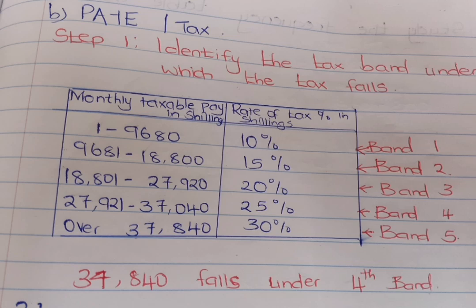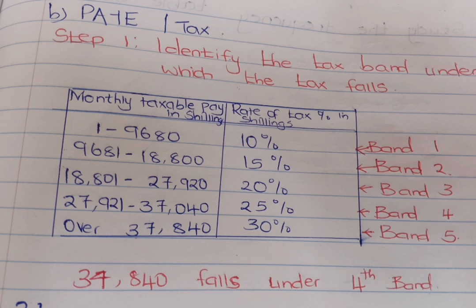Band 2 from 9,681 to 18,800, band 2. 18,801 to 27,920, band 3. 27,921 to 37,040, band 4. And as we can see, our taxable income, which we have calculated before, is 34,840. So considering the bands that we have, we can see that band 4 is where our taxable income falls under.